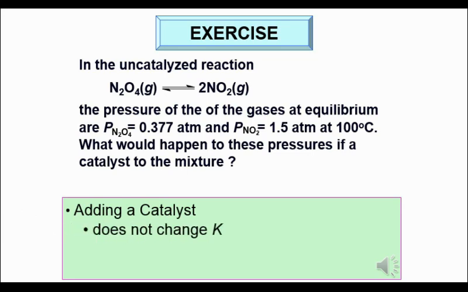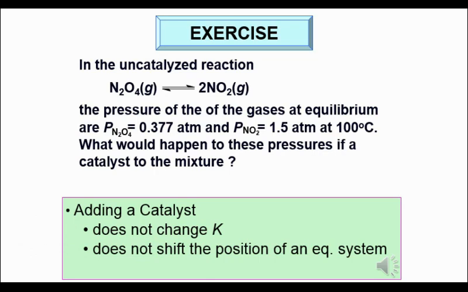Adding a catalyst will not change the value of equilibrium constant K. So, it will not shift the position of an equilibrium system. However, the system will reach equilibrium sooner because it follows the pathway of the reaction with lower activation energy.